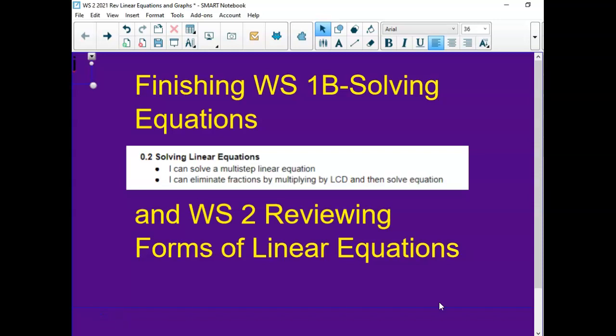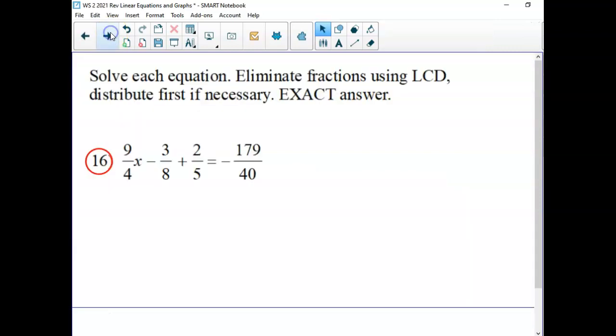Going to start with the equation solving stuff at the bottom of worksheet 1B. And I want you, when you see all these nasty fractions, to get rid of those using the least common denominator. I don't want you doing anything crazy like changing them to decimals or trying to work with the fractions, okay? I want you to be practicing getting rid of the denominators because that's a big thing you do a lot of in further math classes too.